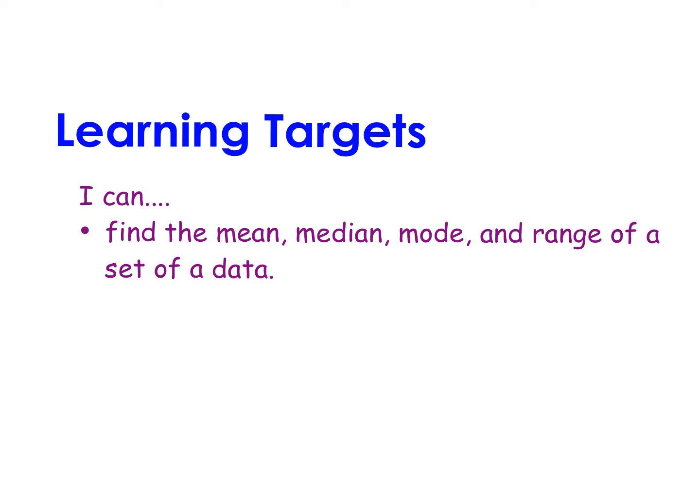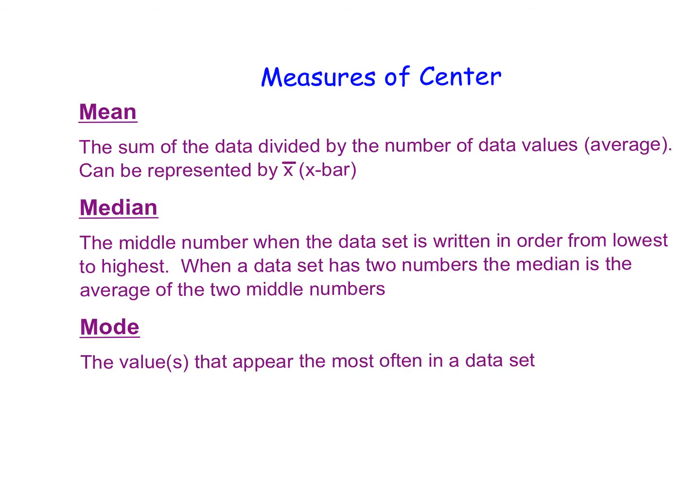In this video, we'll learn about finding the mean, median, mode, and range of a set of data. So the mean, median, and mode are all different measures of center that are used to describe a set of data. The mean is the sum of the data divided by the number of data values. So when you're finding the mean, you're basically finding the average of that data set.